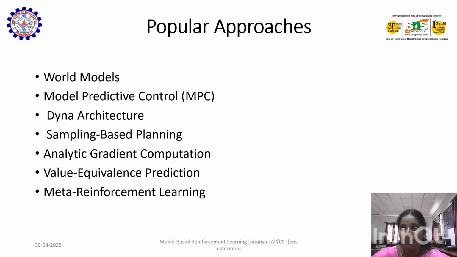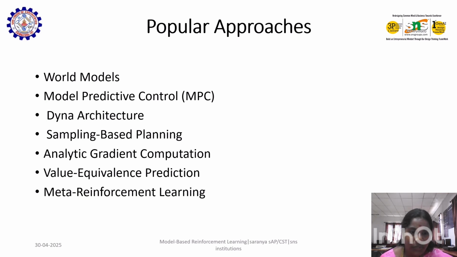and simulated experience. Then sampling-based planning involves generating candidate action sequences through sampling and evaluating them with the learned model. Techniques like random shooting or the cross-entropy method help refine the action selection.